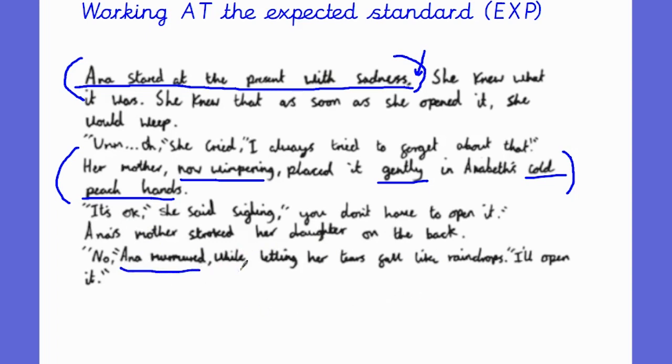Anna murmured while letting her tears fall like raindrops. This is a lovely example of show not tell. So rather than telling the reader, Anna was sad, they're showing it by saying that teardrops were falling down her face like raindrops. And good use of figurative language here with a use of a simile.